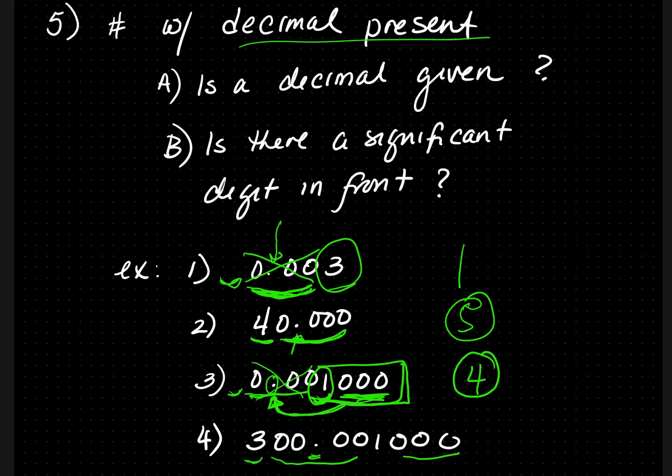Now let's look at the last set of zeros. Is there a decimal present? Yes. Right here. Is there a significant digit in front? Yes, there is. So those zeros are significant. So for number 4, every single digit is significant. So there are 9. In general, if you have a decimal present and the first set of zeros are significant, every other zero that follows will be significant. But remember, the decimal must be written in.